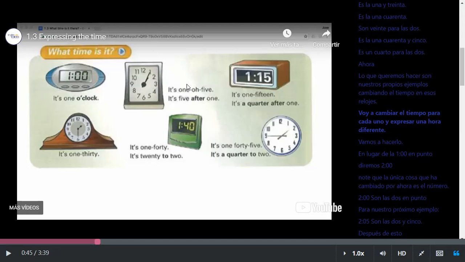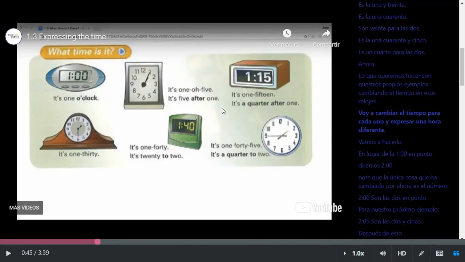En este caso, la 1:05, it's 1:05. Repeat, it's 1:05. O podemos usar otra forma usando el after, la preposición after. It's 5 after 1. La preposición after significa después. Entonces estoy diciendo que son 5 después de la 1.